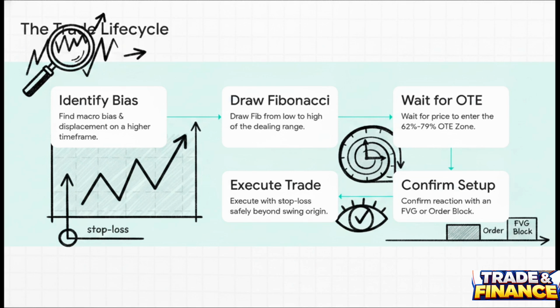Step 3, patience. You wait for the price to retrace into that 62% to 79% OTE zone. Seriously, do not chase it. Step 4, confirm the reaction. You want to see the price interact with a fair value gap or order block inside that zone on a lower time frame. And finally, step 5, execute, making sure to place your stop loss safely beyond the origin of the swing so you invalidate the setup if you happen to be wrong.